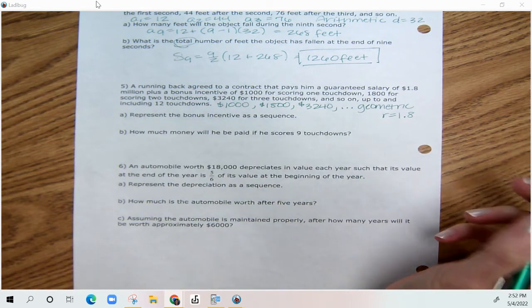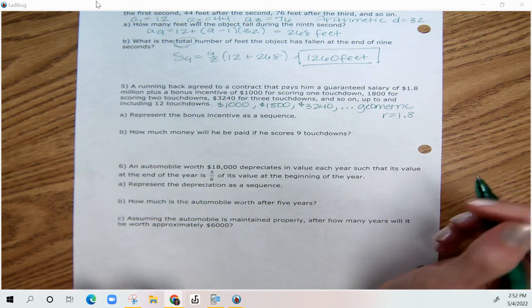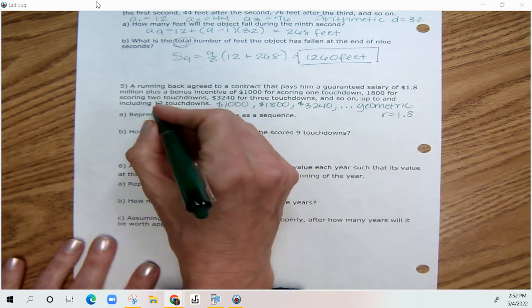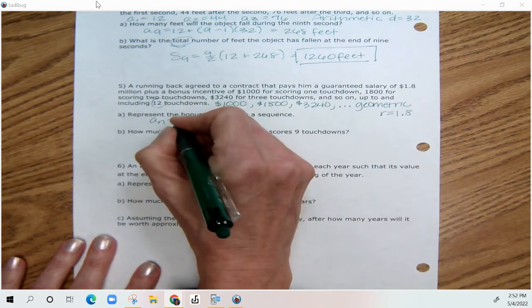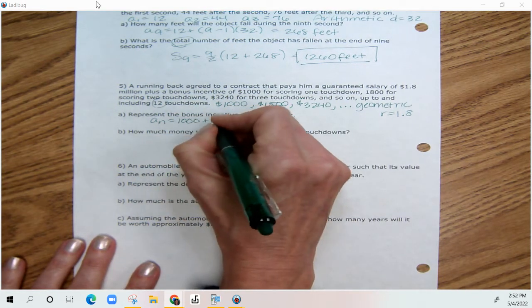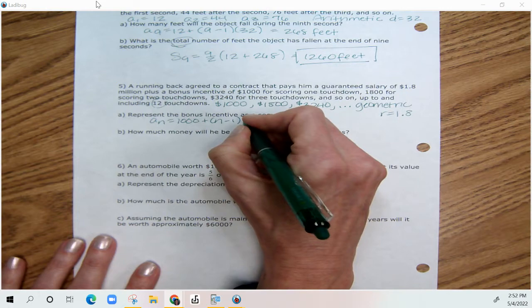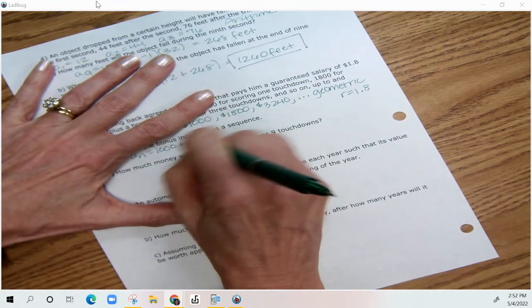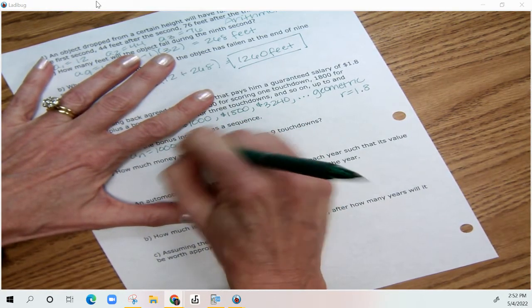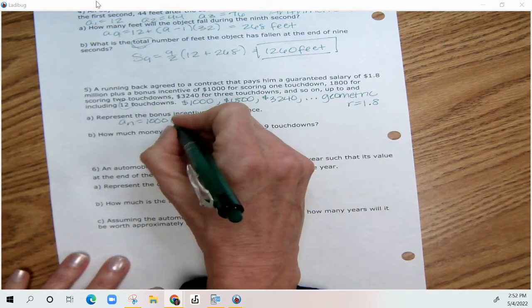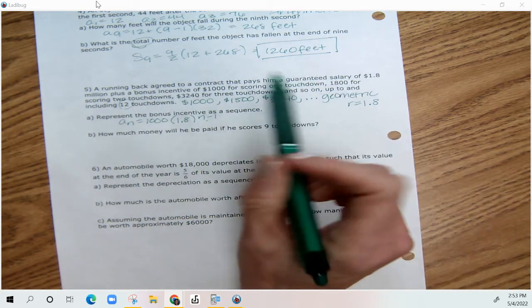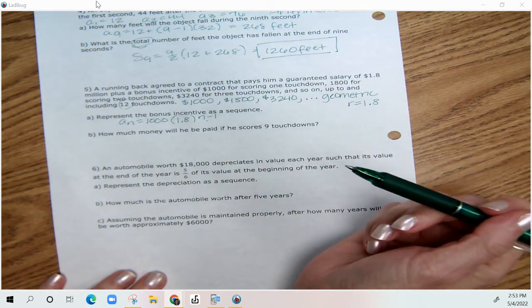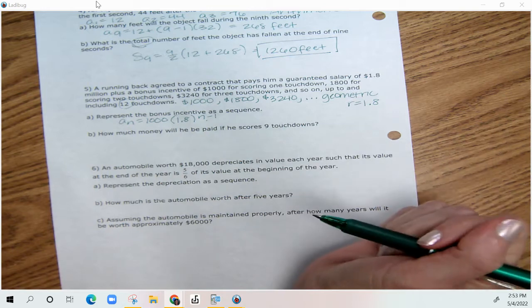Okay, so we're supposed to represent this bonus incentive as a sequence. It's up to 12 touchdowns, so it would be A sub n, and then A sub 1 is 1,000, and R is, oops, I'm using the arithmetic formula. That's not a good idea when it's geometric. Times R, 1.8, and then n minus 1. So that would be how you would represent the bonus incentive as a sequence, a geometric sequence specifically.